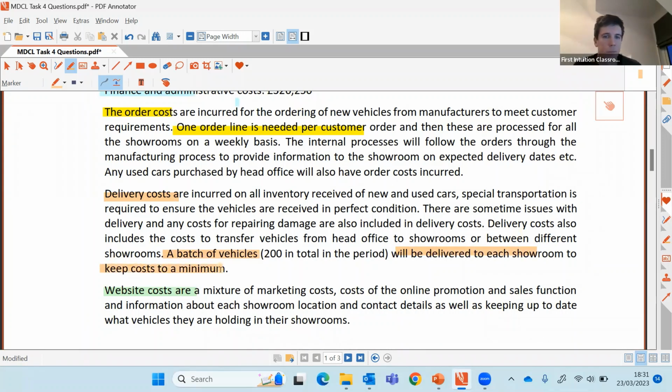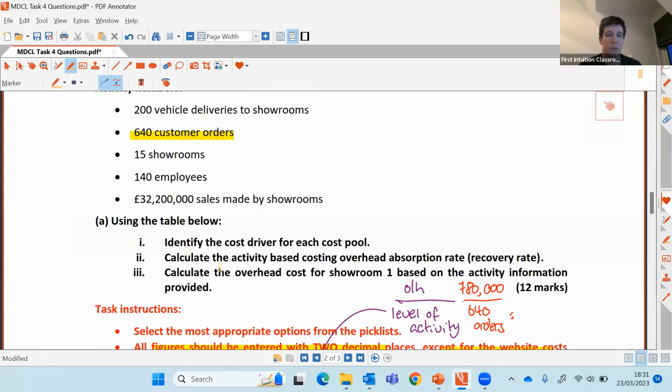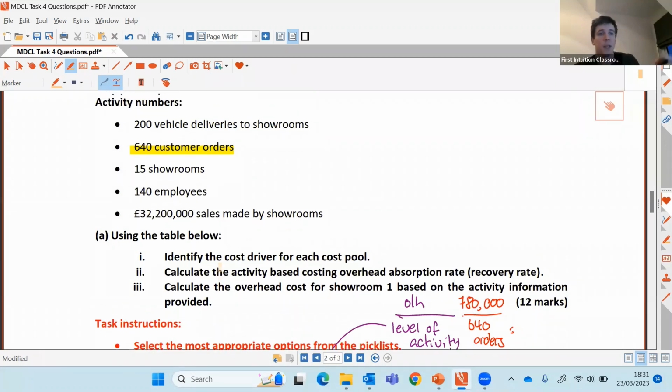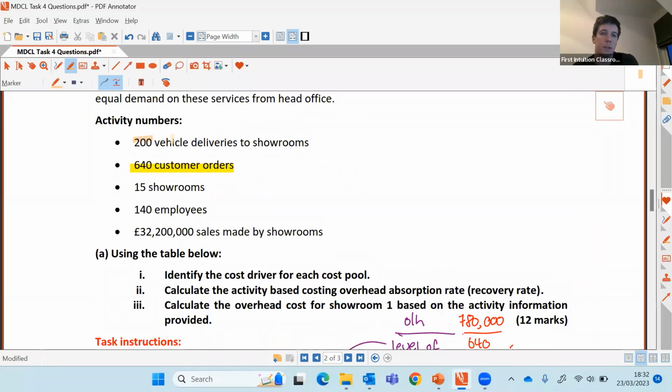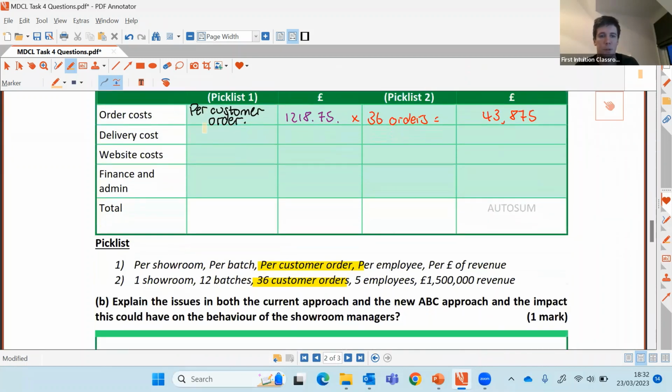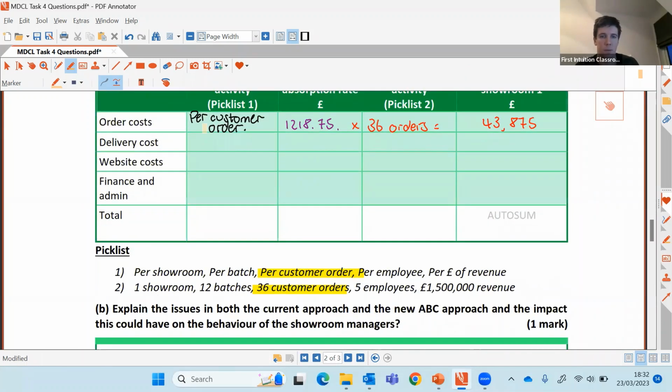So what you don't do is deliver each car. There's not a delivery cost per unit. When the cars are delivered, they come in batches of 200. Therefore, the cost driver is not a unit, it's not a car, it's a batch. So over the page, you can see the activity number is 200 vehicle deliveries. All right. But that's not one of your options down here.